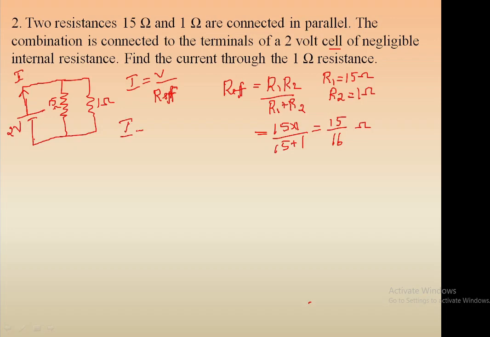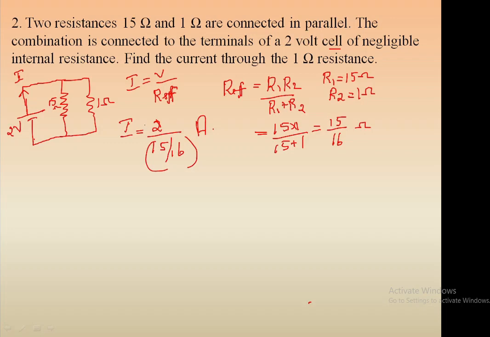So what is the main current in the circuit? I is equal to V, which is 2 volt, divided by 15 by 16. This much ampere is the main current.